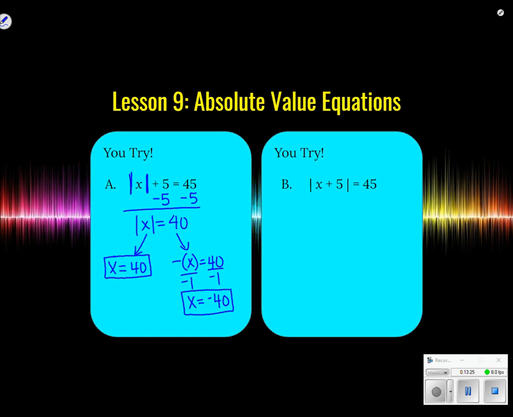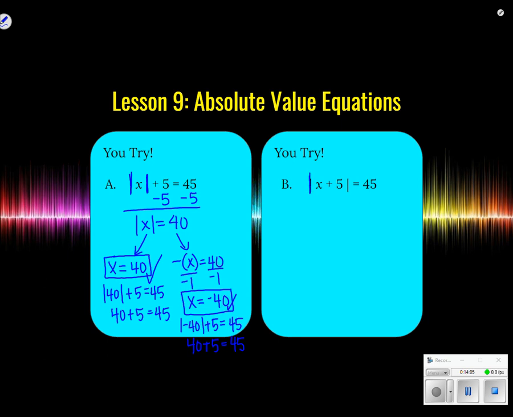Let's check. So the absolute value of 40 plus 5, 45. Well, the absolute value of 40 is 40. 40 plus 5 is 45. That is true. That works. For this one, the absolute value of negative 40 plus 5, does it equal 45? Well, that's 40 plus 5. Yep, that's 45. So both of them check out. Both of them are your answers. So in this case, one is the opposite of the other, but it doesn't always happen, so don't fall into that trap of, oh, it always happens, so I just have to find one.